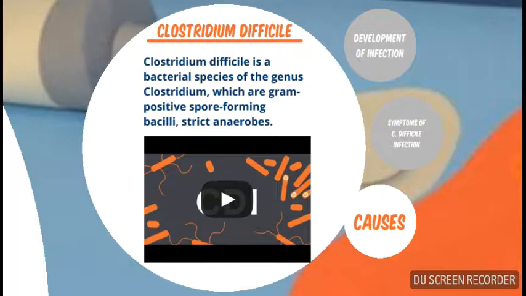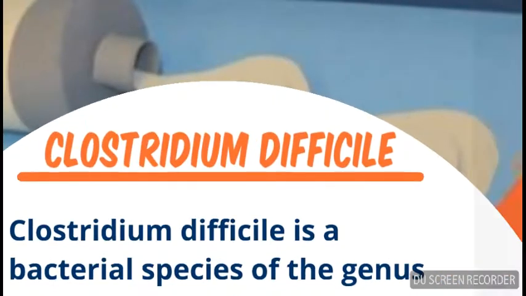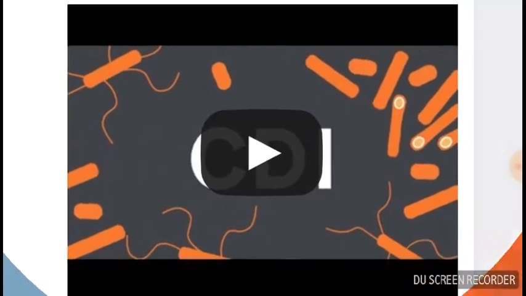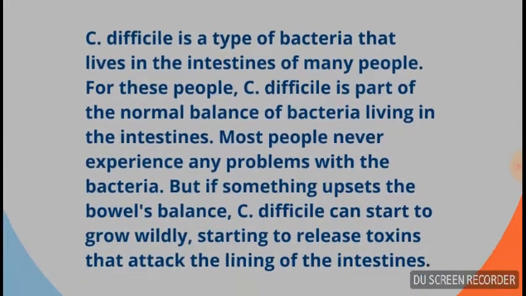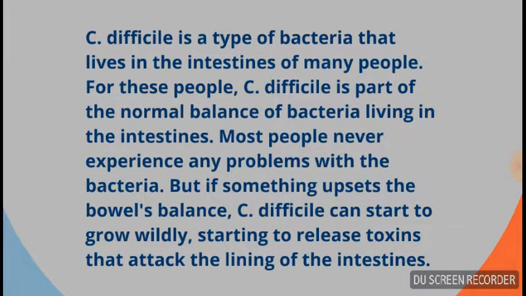Clostridium difficile. Clostridium difficile is a species of the genus Clostridium, which are gram-positive, spore-forming, straight anaerobic bacilli. Development of infection. Clostridium difficile is a type of bacteria that lives in the intestine of many people. For these people, it is part of the normal balance of bacteria living in the intestines. Most people never experience any problems with the bacteria, but if something upsets the balance, Clostridium difficile can start to grow rapidly, releasing toxins that attack the lining of the intestines.